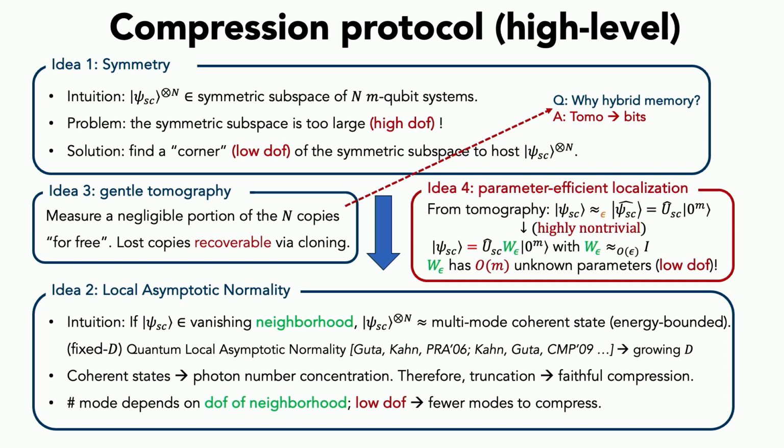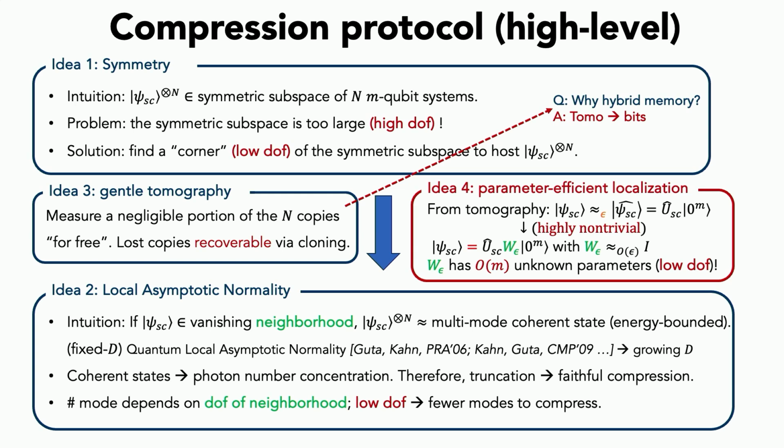Because from tomography, what you learn is that your shallow circuit state is epsilon close to some known state, the outcome of your tomography. Okay? But somehow this means that there exists some M-qubit unitary taking your unknown state to this known state. But this unitary has exponentially many degrees of freedom. You don't have any structure about this unitary. So this is missing another requirement that this neighborhood must be of low dimension, of low degree of freedom.